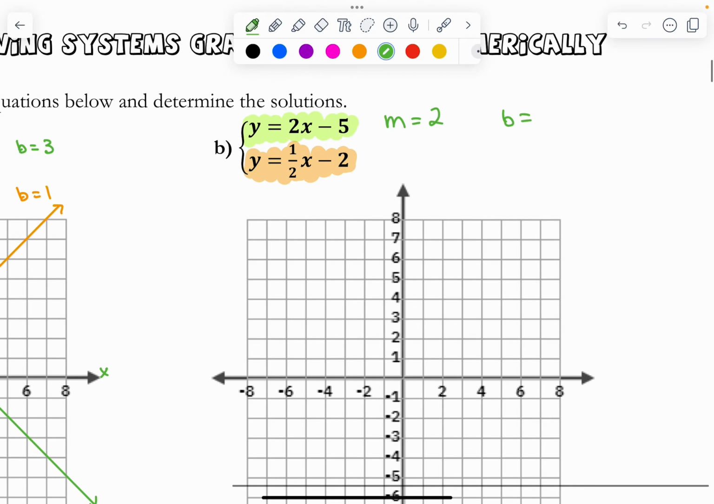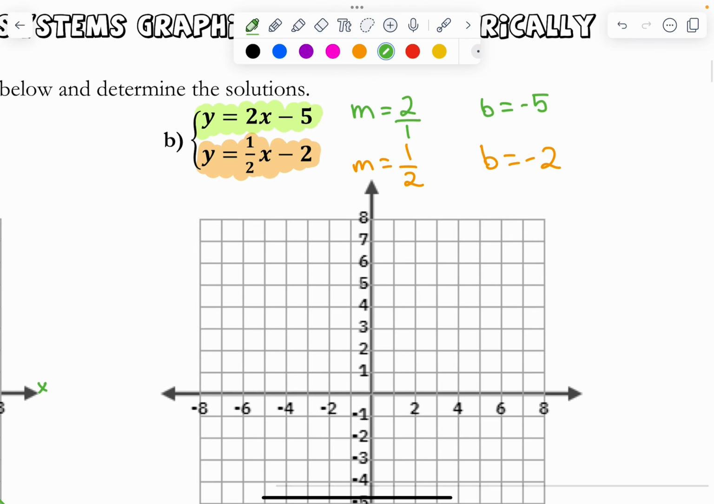B is negative 5, right? First is my M. This negative 5 is my B. And then for my orange one, my M is 1 over 2 and my b is negative 2. Now remember, the m for the green line is a whole number, so I'm going to go ahead and divide that by 1. And now let's go ahead and start graphing them.